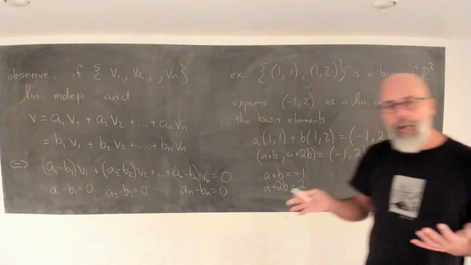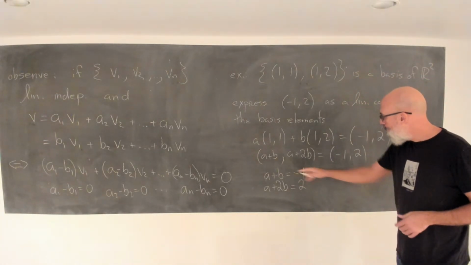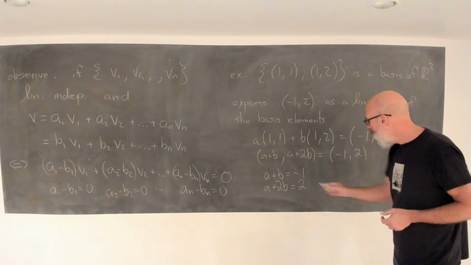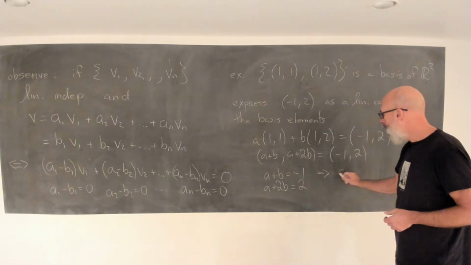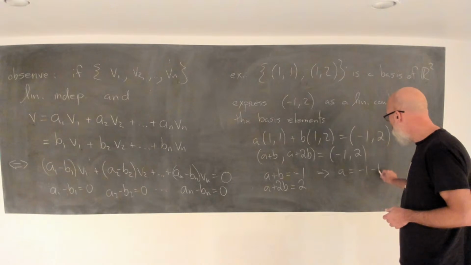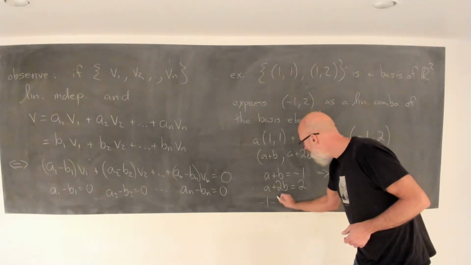You can set up a matrix if you wish to solve this, or whatever you want to do. Maybe from the first one, a is -1 minus b. Plug that into here, and you get -1 minus b.